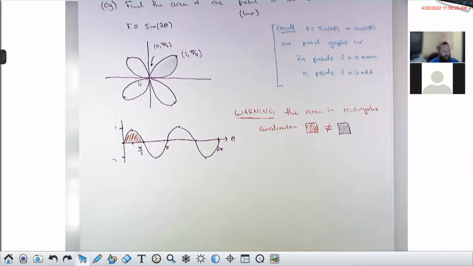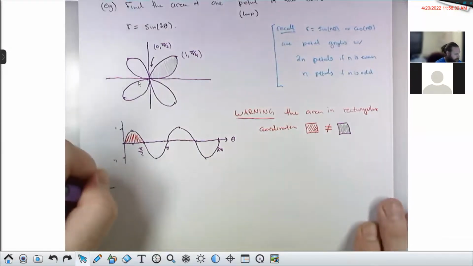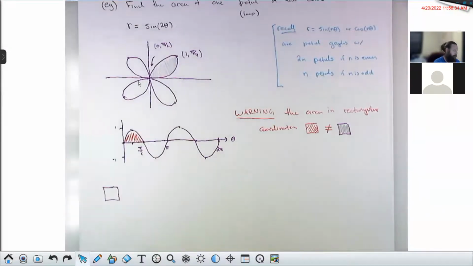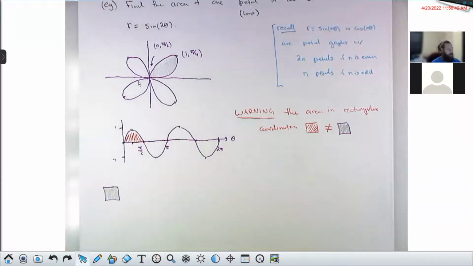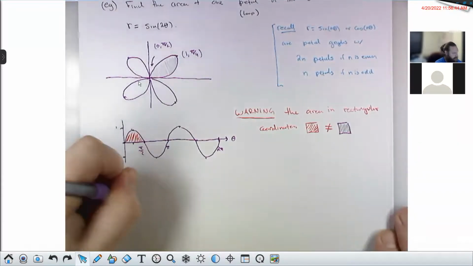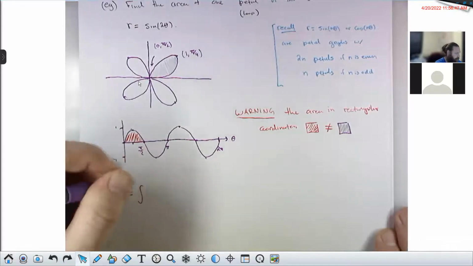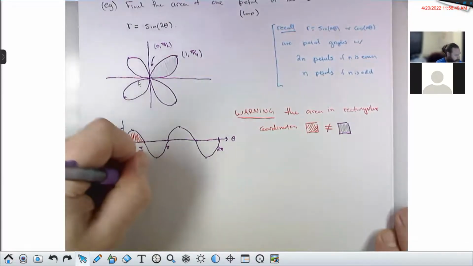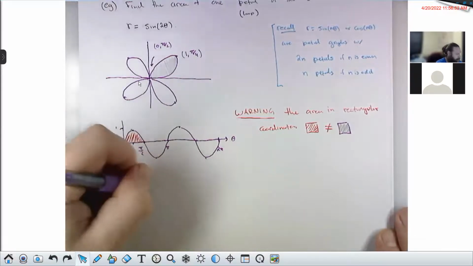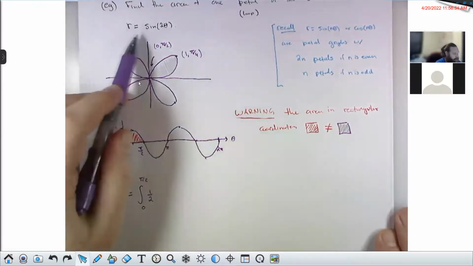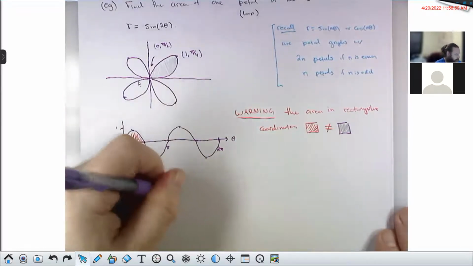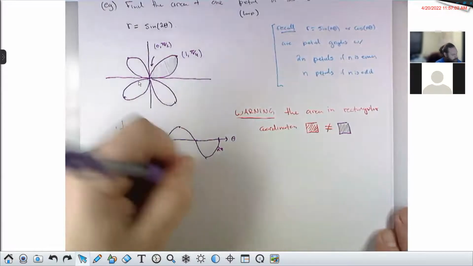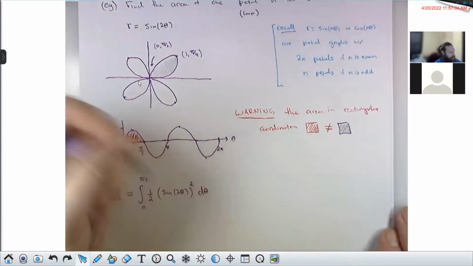So the integral I need for the pencil shaded area over there is equal to the integral from 0 to pi over 2 of 1/2 times r of theta squared, which is sine of 2 theta squared, d theta.